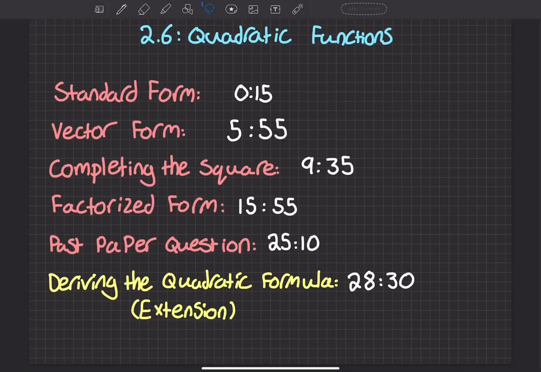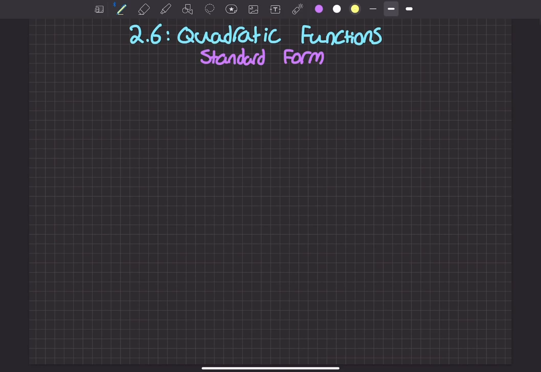Hey guys, in today's video we'll be covering Unit 2.6 of the Math AA, SL and HL course, which is quadratic functions. Since this video is quite long, I've put some timestamps on screen right now that you can skip to, so you can focus on whichever area you need to focus on. So first we'll begin with the standard form of your quadratic functions.